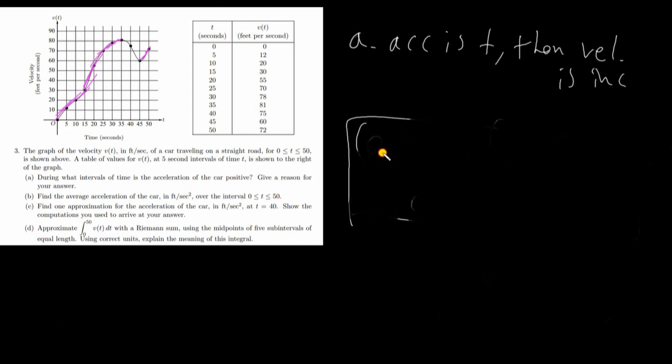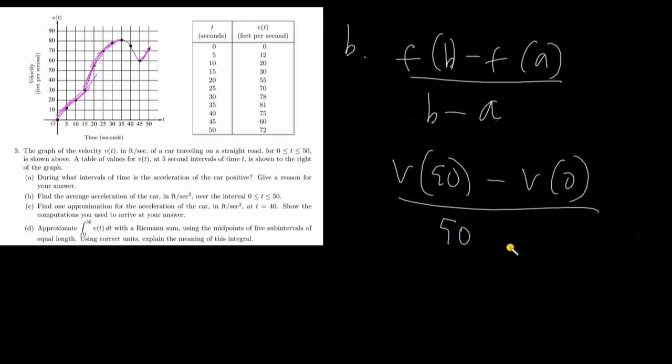Okay, now let's look at part B. Find the average acceleration of the car in feet per second squared over the interval t from 0 to 50. So we're going to have to use the equation for the average value of a function. So what that's going to be is f of b minus f of a over b minus a, where a and b are your starting and finishing points. And here we're starting at 0 and we're going to 50. So this is going to be v of 50 minus v of 0 over 50 minus 0.